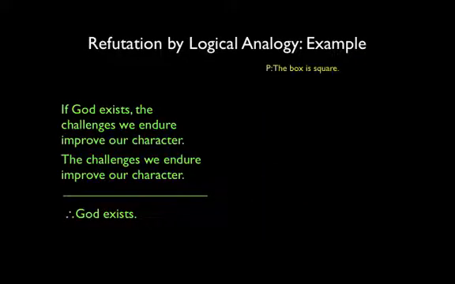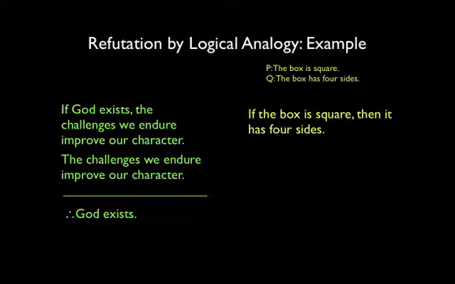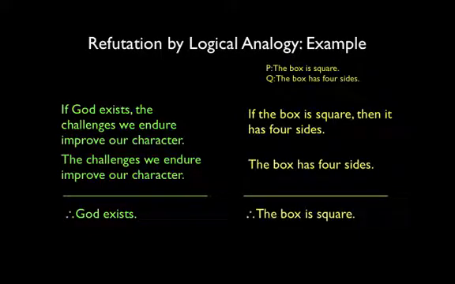For example, we might use, for P, the box is square, and for Q, the box has 4 sides. We can then say that the argument for the existence of God is logically analogous to the following argument. If the box is square, then it has 4 sides. The box has 4 sides, therefore the box is square.